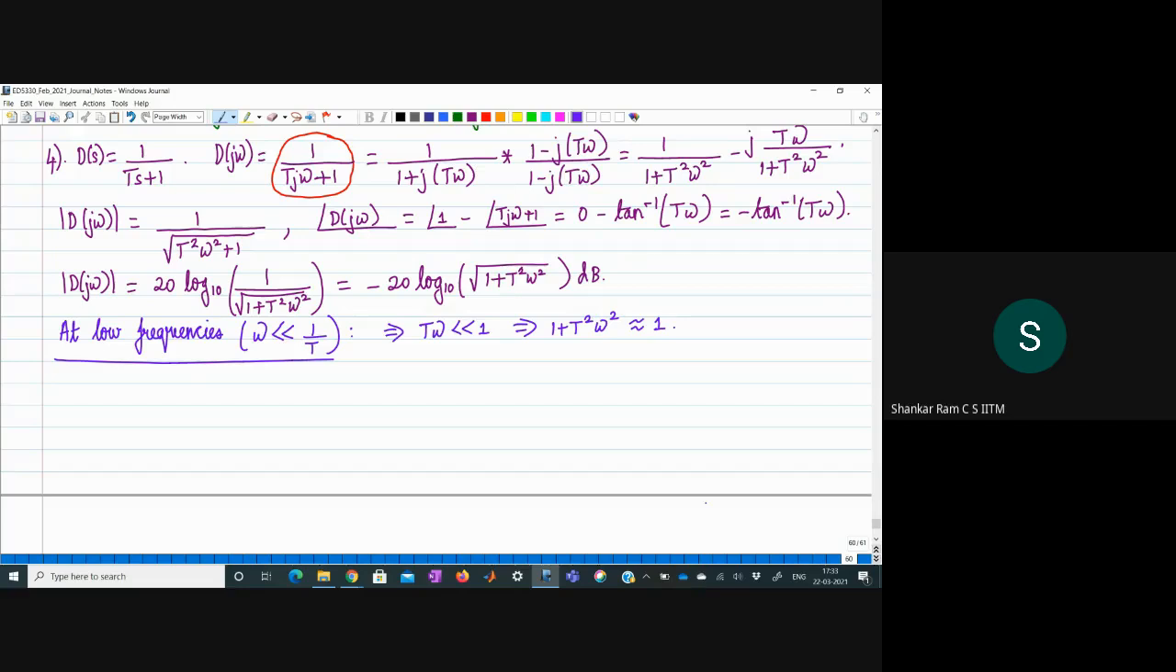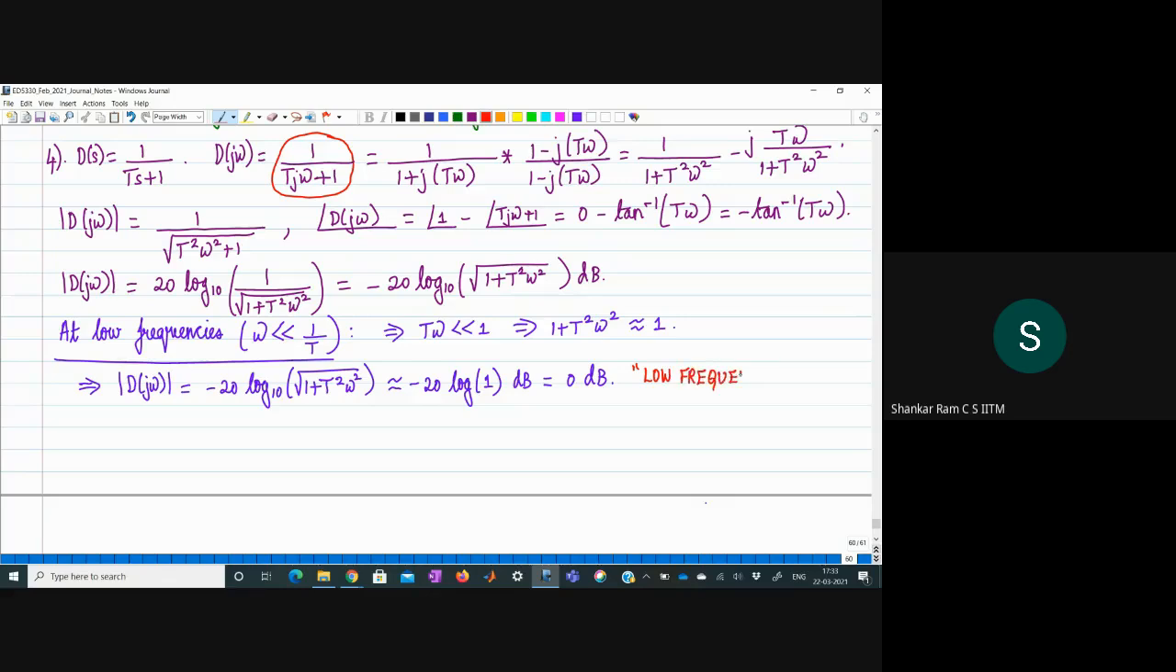be 1 itself, right? So then what we may have is the following: the magnitude of the factor d of j omega, which is going to be equal to minus 20 log to the base 10 square root of 1 plus t squared omega squared decibel. That's going to closely become minus 20 log 1 decibel, which is nothing but 0 decibel, right? So I hope it's clear how we got this, right? And this is what is called as a low frequency asymptote.